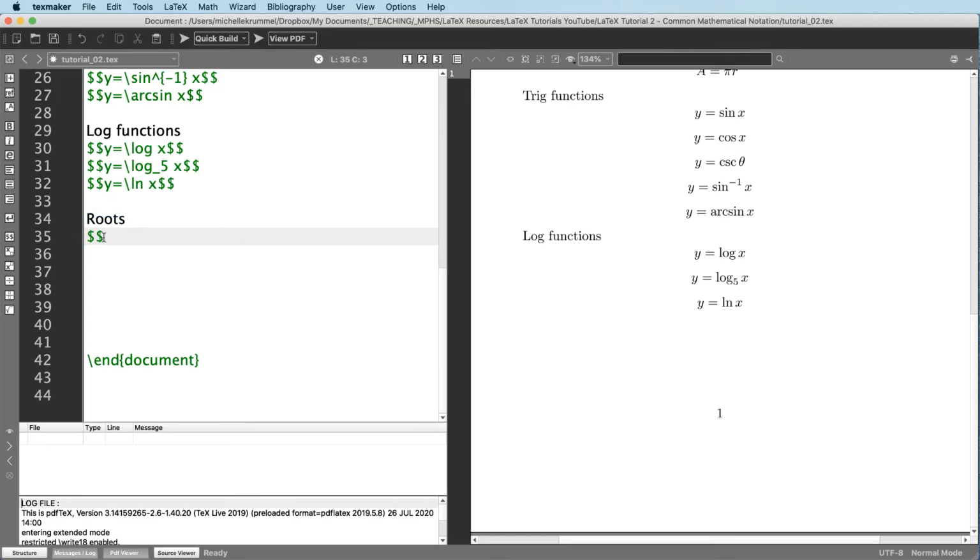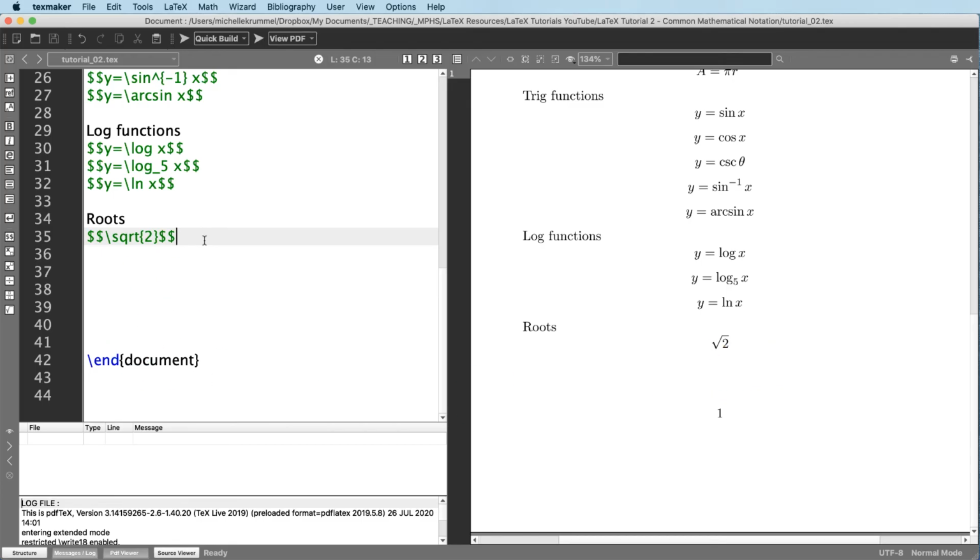Square root of 2. So to do a square root, we're going to hit \SQR, and TexMaker is making 2 suggestions for me here. So we can see it's \SQRT, and then we have an option where there's square brackets, curly brackets, or we have an option where it's just curly brackets. If you're just doing the square root of 2, you don't want the square brackets, you just want the curly brackets. So SQRT, curly bracket 2 curly bracket, like so. And that's going to give us the square root of 2.